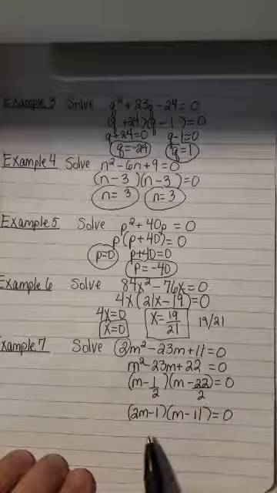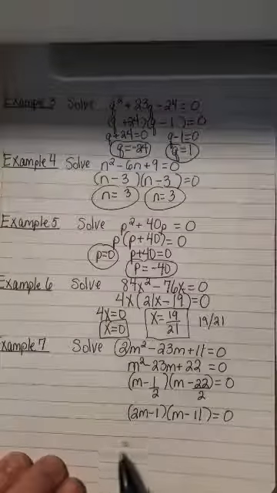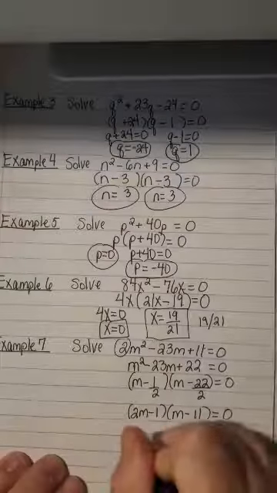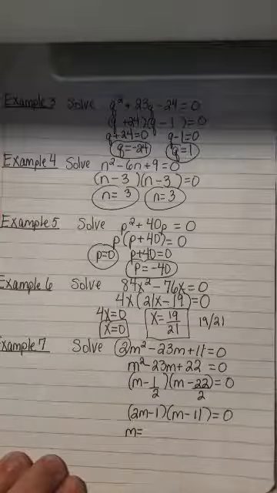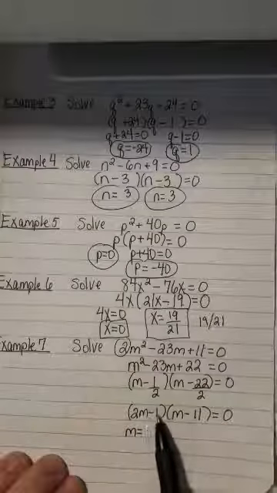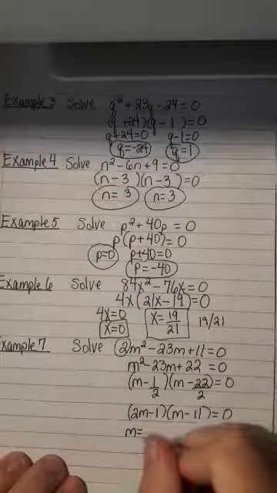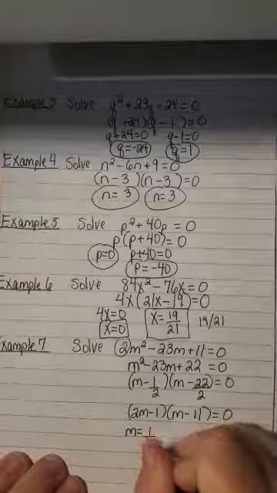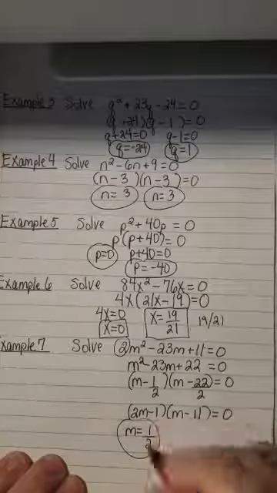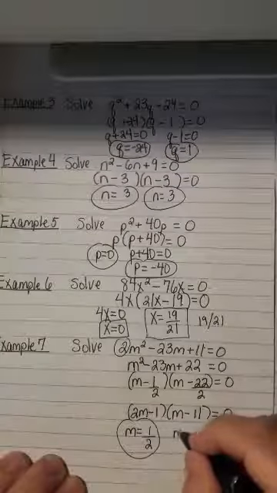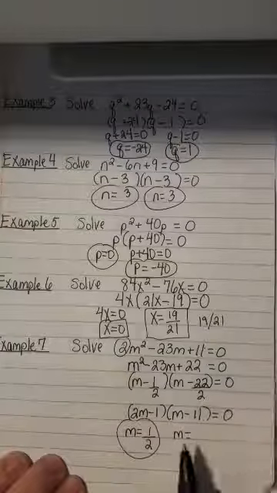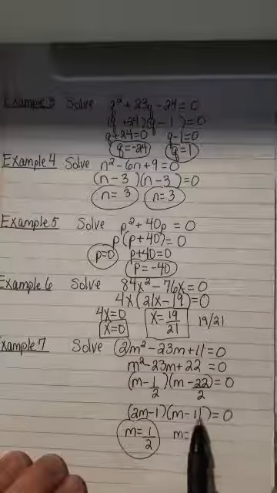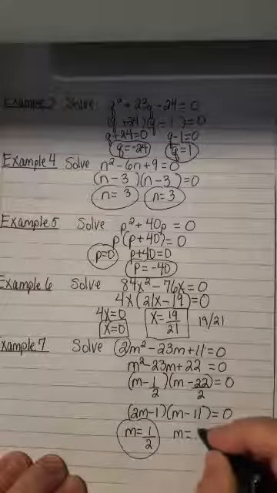And now we've got to use our zero product property and solve and tell what m equals. So m is going to equal the opposite of the back over the front, which is going to be positive 1 over 2. And then in the other one, m is going to equal the opposite, which is going to make it positive 11 over 1, which is 11.